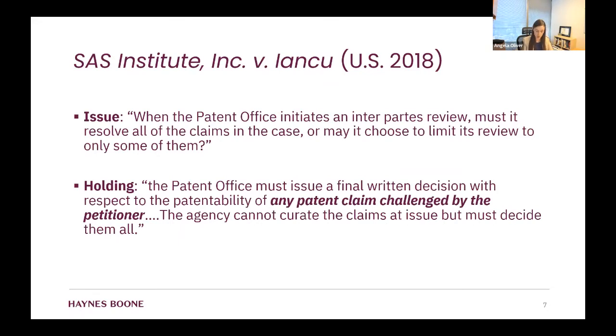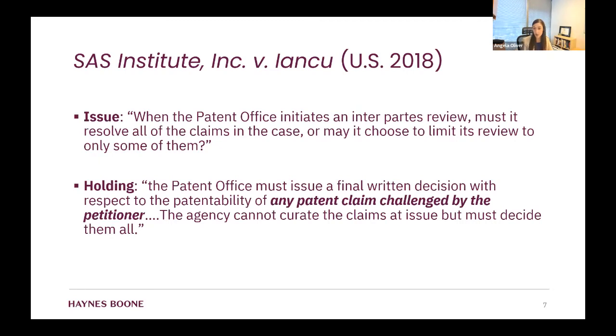This was a 5-4 decision from the Supreme Court. And there the court took up this question of partial institution. And so the question that the Supreme Court addressed was, when the Patent Office initiates an IPR, does it have to resolve all the claims that are challenged in the petition, or may it choose to limit its review to only some of them? And so the court ultimately held the board does have to issue a final written decision with respect to all of the patent claims challenged in the IPR petition. So the board can't pick and choose with respect to the claims that are challenged.